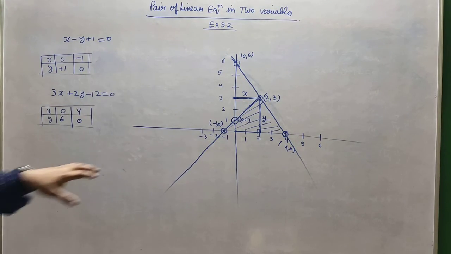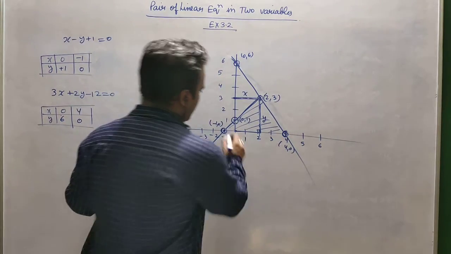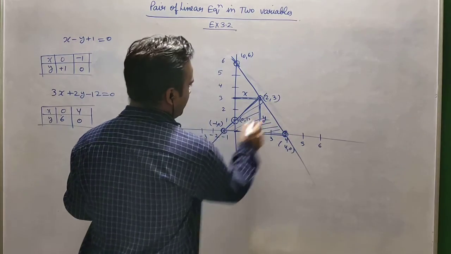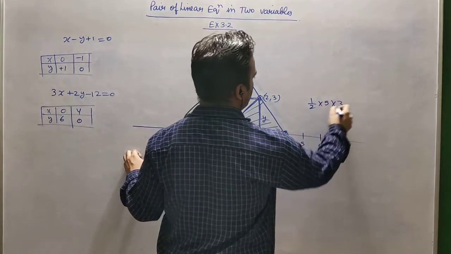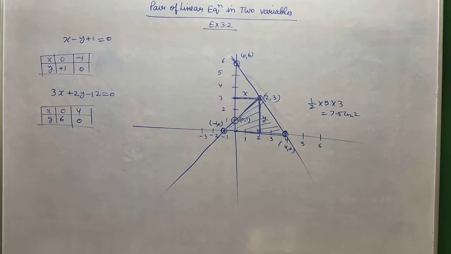Sometimes they ask the area also. What is the area of this triangle? So how can you find the area? From this point to this point is 4 and this is 5, and this height is 3. So half into 5 into 3. So it is 7.5 centimeters square. So it means they can ask so many things which are actually known to you.